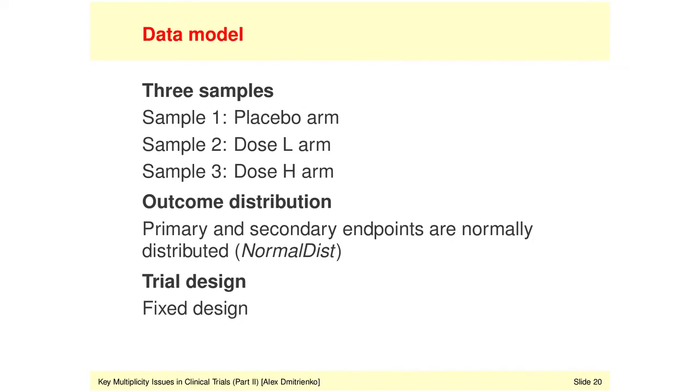In this particular clinical trial example, 3 samples will need to be defined in the data model, and each sample corresponds to a trial arm, and therefore we'll have samples 1, 2, and 3 that are based on the placebo arm, low dose arm, and high dose arm. The outcome distribution, we will assume that the primary and secondary endpoints are normally distributed and they actually follow a bivariate normal distribution. And as far as the trial design is concerned, we will assume a fixed design.